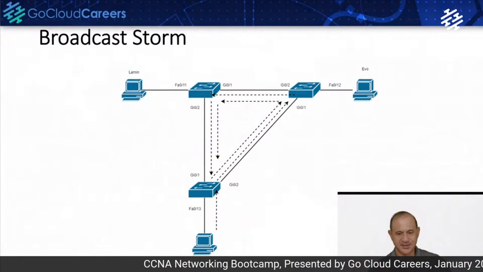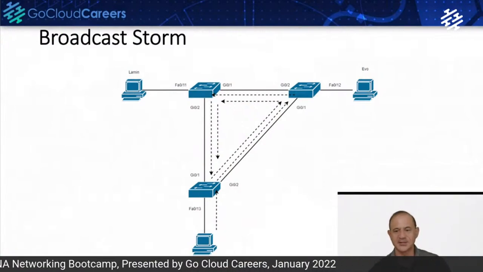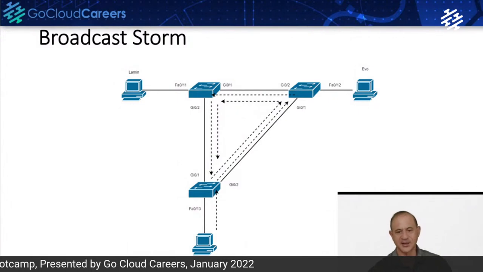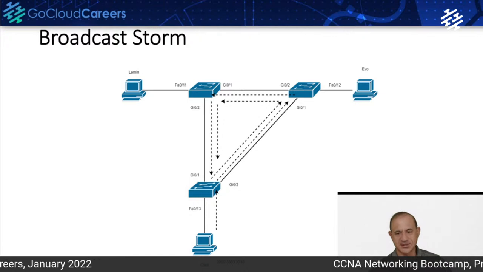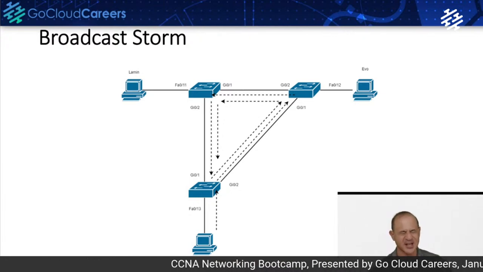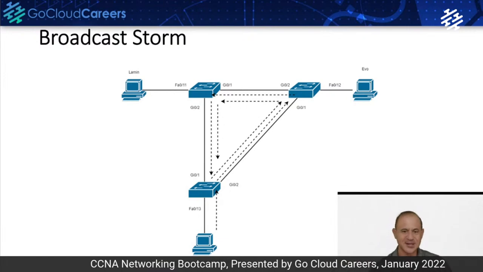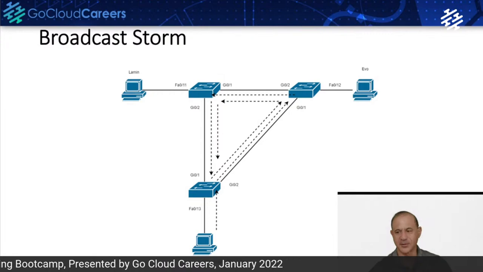So I'll walk you through another example. We've got this guy over here. This is Chris. Chris desires to send a message to, let's say, Lamin. So Chris's message goes to this switch, which gets forwarded to this switch, back to this switch, and back again, and it becomes real ugly, and there is your network. So we don't want that.